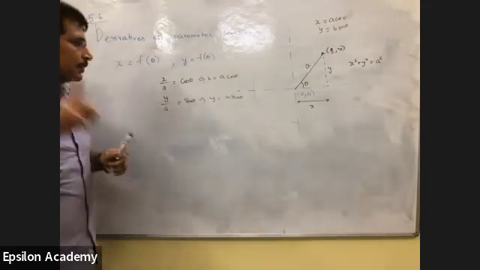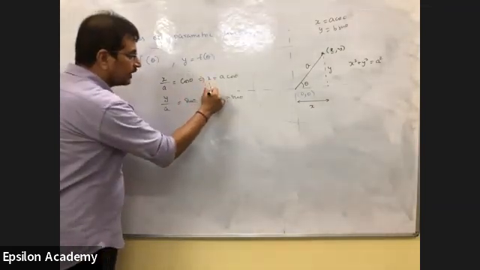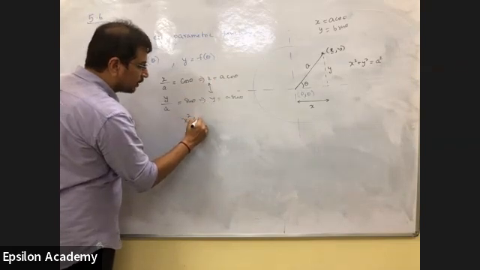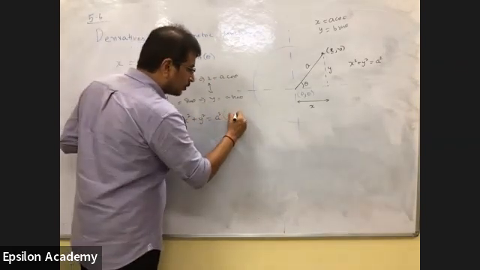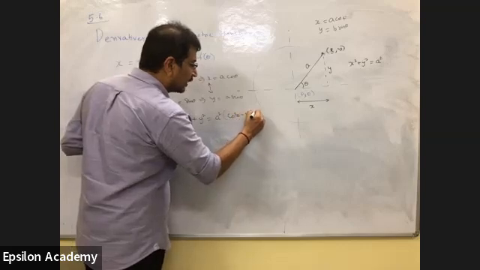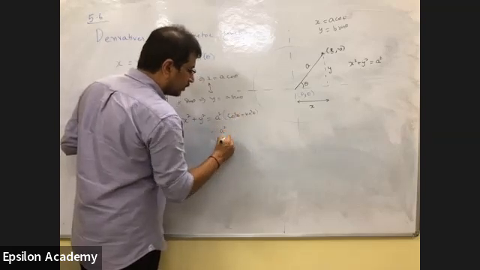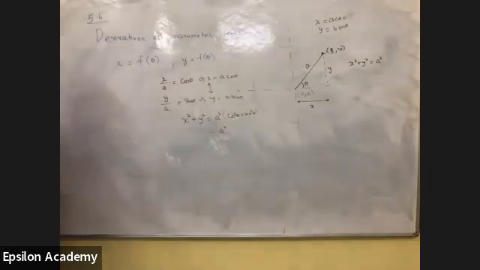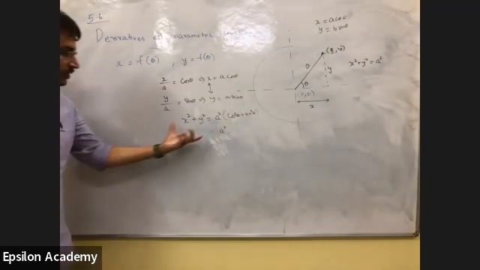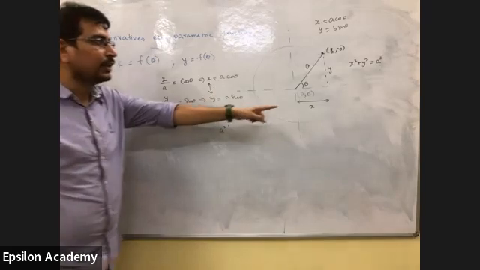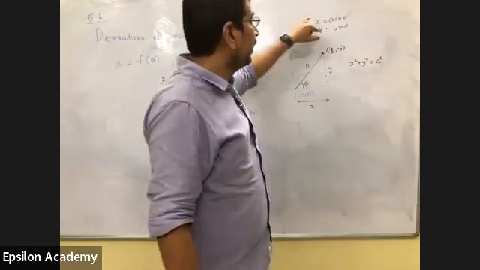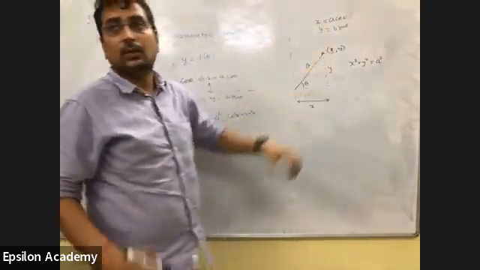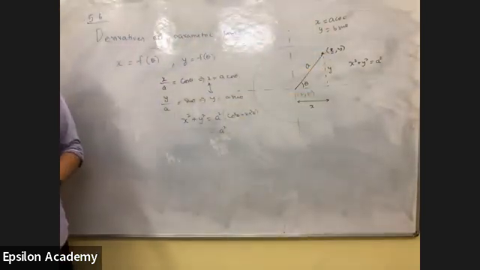Why I called it parametric is, listen, if I square and add, then what will I get? x square plus y square is equal to a square into cos square theta plus sin square theta. What do I get? Is that not the equation of a circle? x square plus y square is equal to a square. Means a cos theta and a sin theta is satisfying this equation. In a similar way, a cos theta and b sin theta would satisfy this equation.